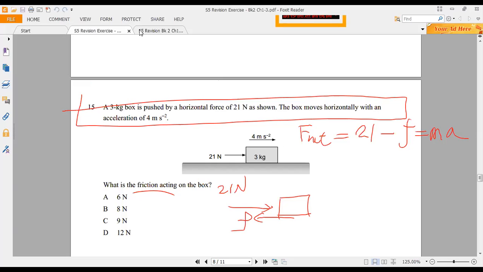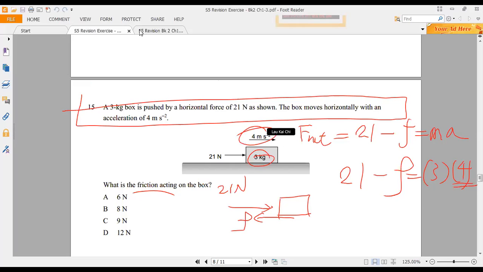Okay, so that's why 21 minus F equals 3 times 4. The mass is 3. The A is 4. So you have 21 minus F equal to 12. So F is equal to 21 minus 12, equal to 9 Newton.